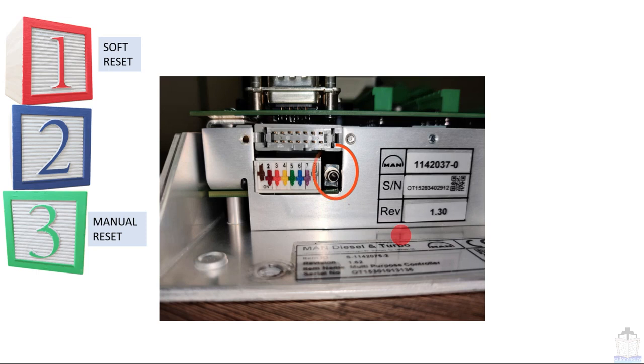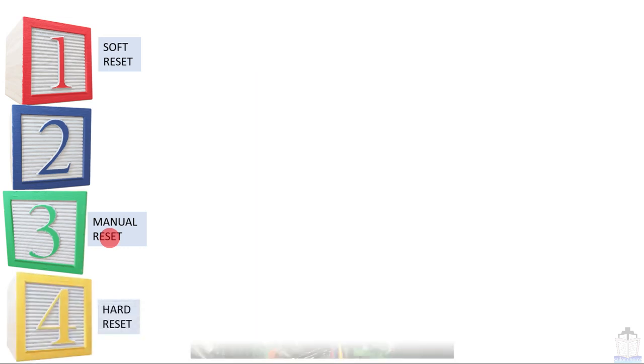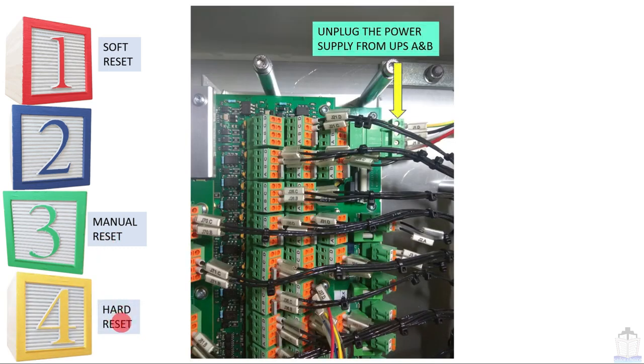Now the third one is manual reset. Here, on the left side of the MPC box, you will find a black colored reset switch. If you press this reset switch for 3 seconds, then this MPC will reset automatically. This type of reset is called the manual reset. Now we are moving to our fourth option. This fourth option is called the hard reset.